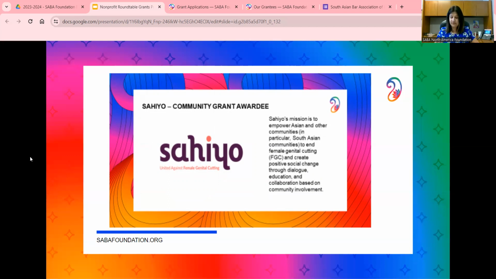So SIO's mission is to empower Asian and other communities, in particular South Asian communities, to end female genital cutting, also known by the acronym FGC, to create positive social change through dialogue, education, and collaboration based on community involvement. They mentioned that the funding they would be provided would help build programming around two of their primary goals: increased abandonment of FGC among future generations of girls, and a strong network of advocates educating their communities, leading to the social norm change of abandoning FGC.